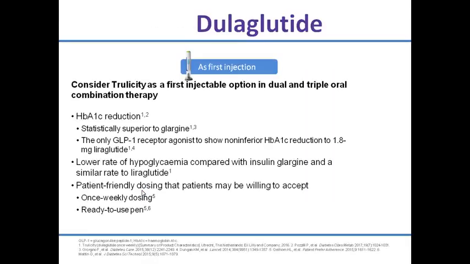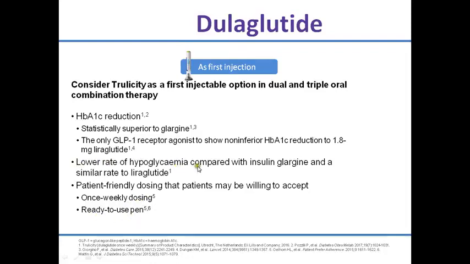Dulaglutide, also known as Trulicity, can be given as a first injectable option in dual and triple oral combination therapies. It has a longer duration of action, and that's the difference between liraglutide and dulaglutide. It's given as a once weekly dosage, in a ready to use pen.